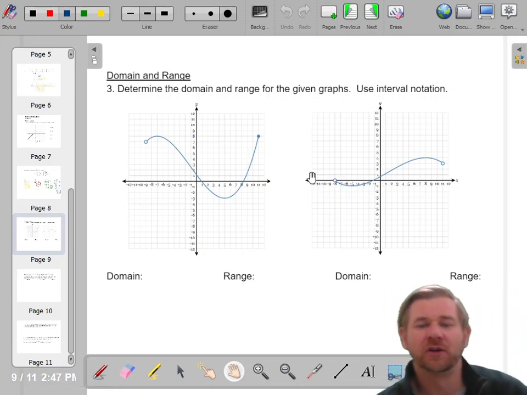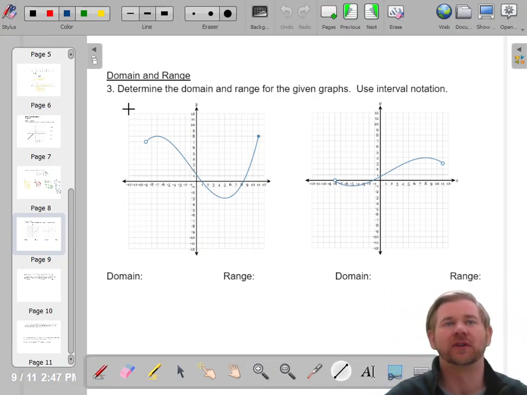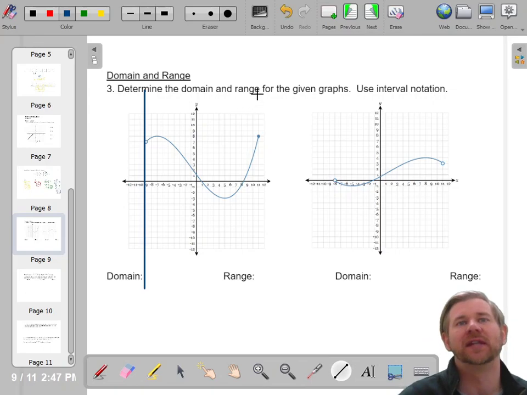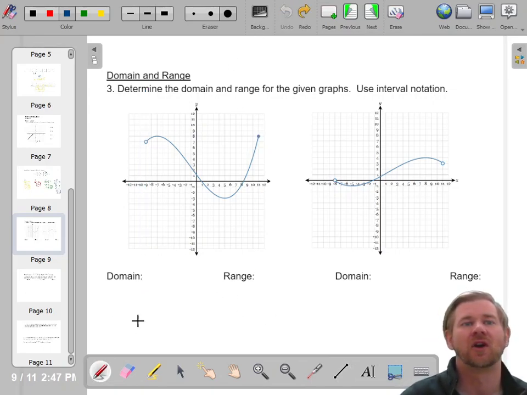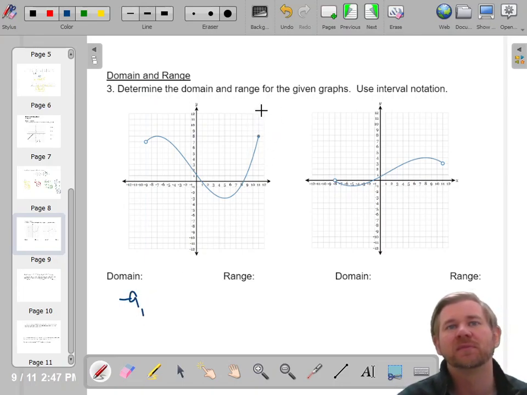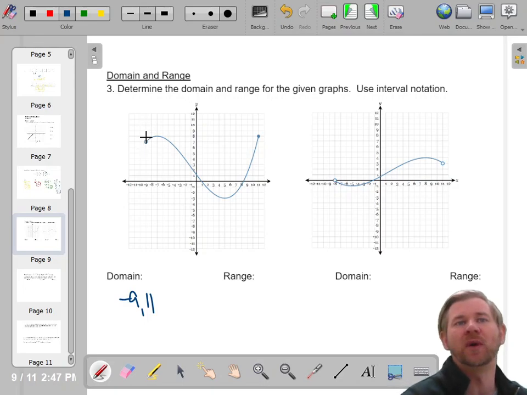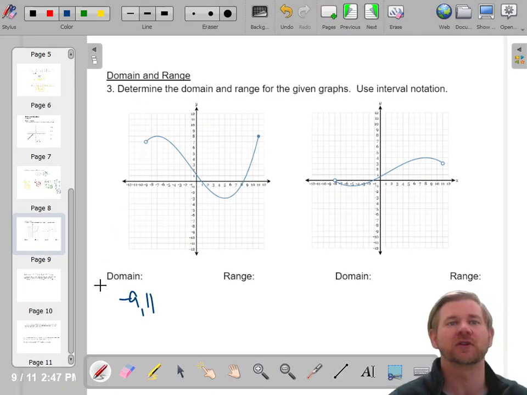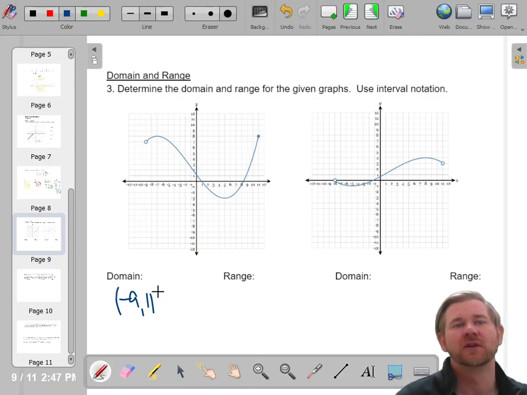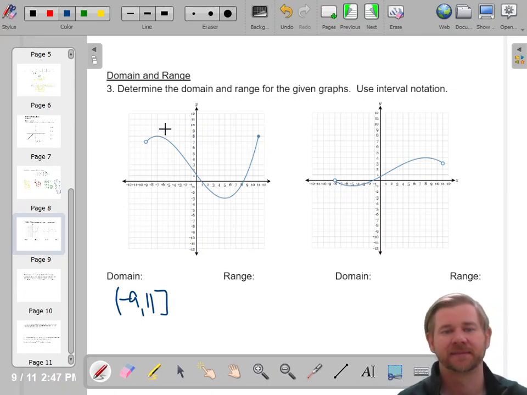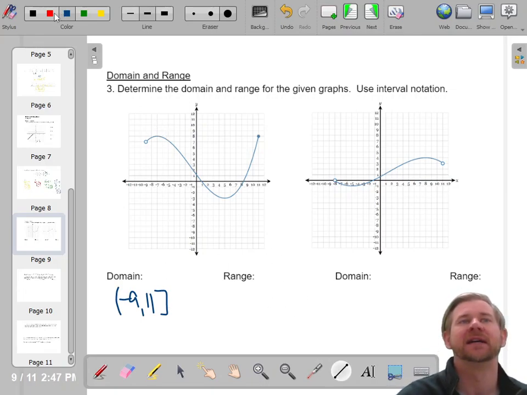Domain and range. So domain is x values. You're looking left to right. So left to right. Smallest x value is -9, and the largest x value was +11. So that's -9 to 11. Now, the endpoints matter. This is an open circle, so we use parentheses, and this is a closed circle, so we use brackets. Now, the range is the same idea, but we are working bottom to top.